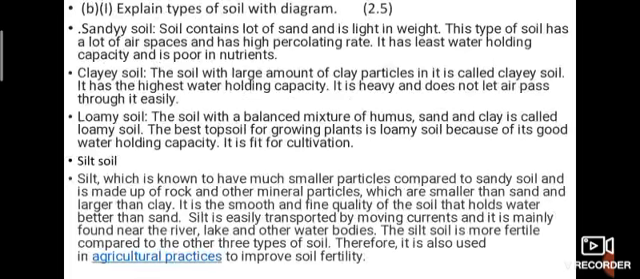Next one, explain types of soil with diagram. First one, what are the four types of soil? Sandy, clayey, loamy and silt. First of all we see sandy soil. Sandy soil contains a lot of sand and is light in weight. This type of soil has a lot of air space and has a high percolating rate. It has the least water holding capacity and is poor in nutrients. So this is not apt for cultivation, agriculture.